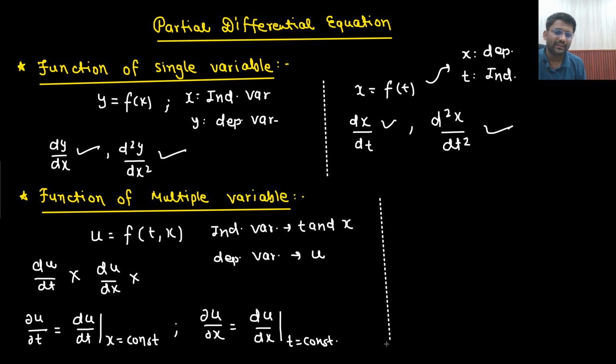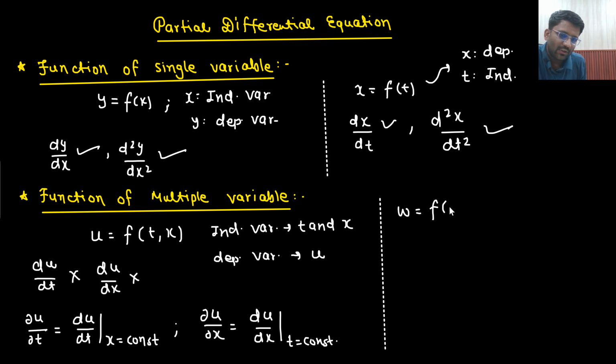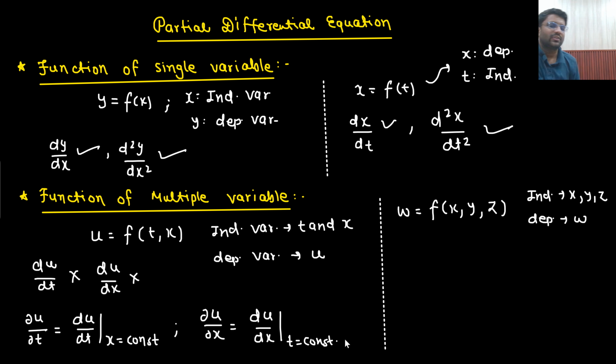One more example we can take. Let's say there is a variable w which is a function of x, y, z. So who is the independent variable? Who is the dependent variable? Sir, the independent variables are x, y, z. And who is the dependent variable? Sir, w is depending on x, y, z.